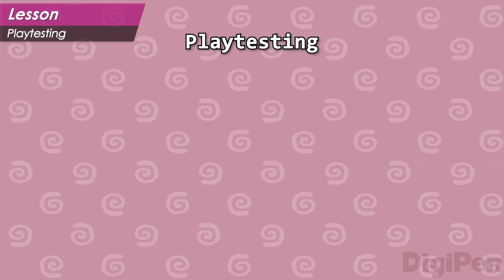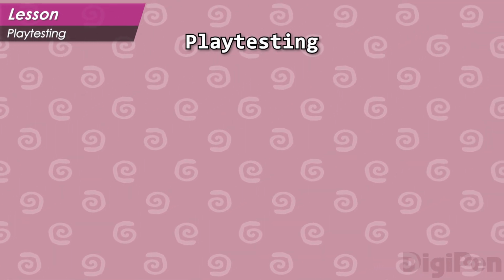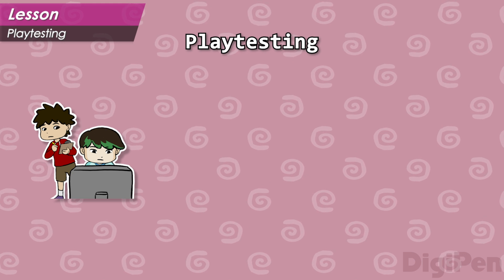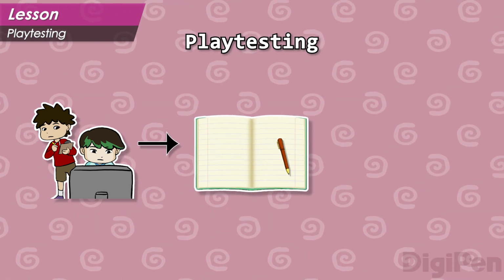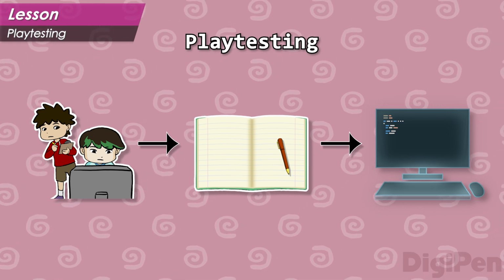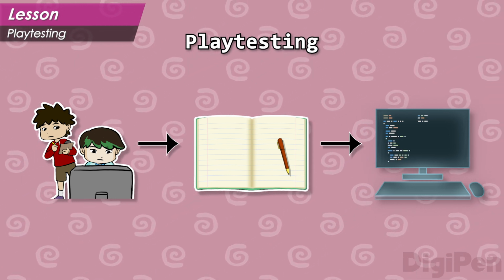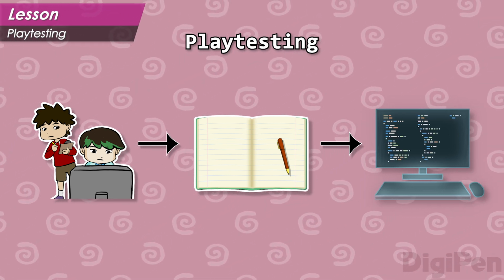Playtesting is the scientific process of improving a game by watching others playing it, recording what they do while they play, and using your observations to guide your work. It's one of the most important parts of the game design process.